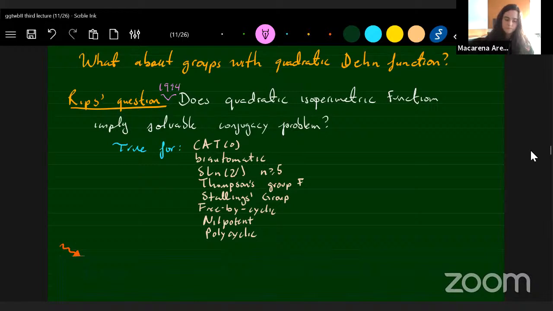So in particular, CAT(0) groups have a solvable conjugacy problem. The automatic groups, SL_n(Z) for n larger or equal than 5, Thompson's group have a solvable conjugacy problem. Stallings' group, free-by-cyclic groups. Nilpotent and polycyclic groups, at least the ones that are finitely generated, have solvable conjugacy problem because they are conjugacy separable.